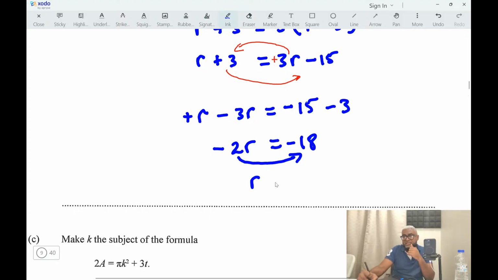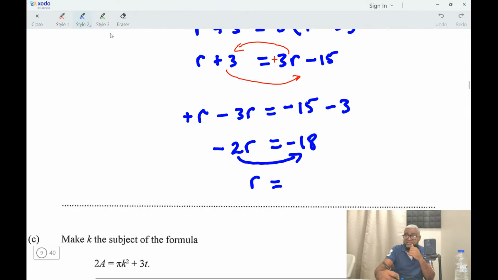Do the opposite of multiply, because multiplication is actually understood in between this negative 2 and this r. So the opposite of multiply is actually to divide. So this will be negative 18 divided by negative 2.